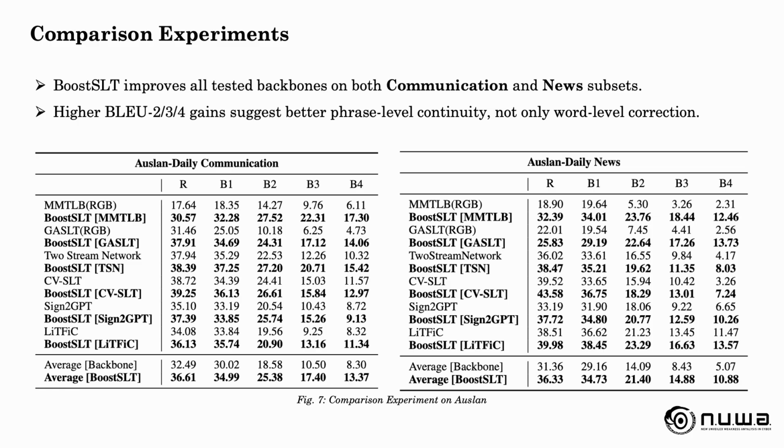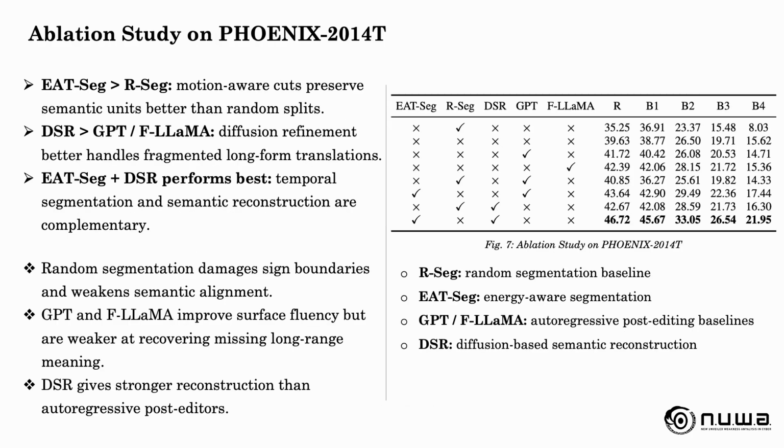The goal of this experiment is to check whether each part of BoostSLT is useful. We compare EAT-seg with random segmentation and compare DSR with autoregressive post editors like GPT and fine-tuned Llama. This result shows that both modules are necessary. EAT-seg gives better video segments, and DSR rebuilds these segment translations into a more coherent final sentence.